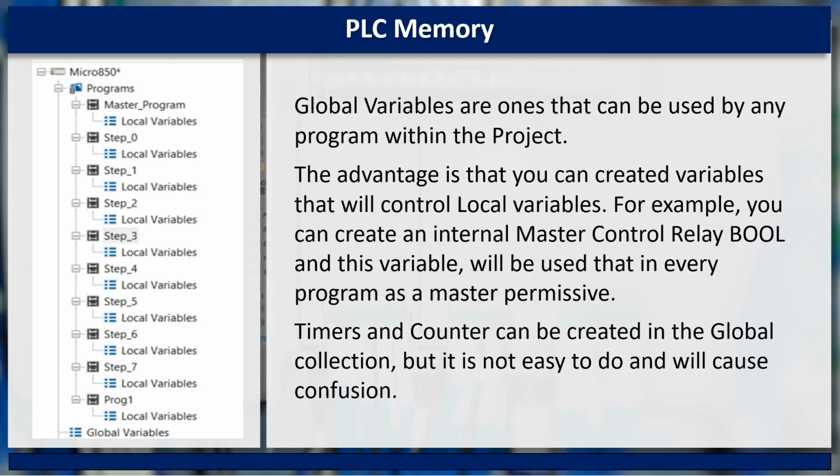Global variables are ones that can be used by any program within the project. The advantage is that you can create variables that will control local variables. For example, you can create an internal master control relay bool. And this variable will be used in every program as a master permissive. Timers and counters can be created in the global collection, but it's not easy to do, and it will cause confusion.